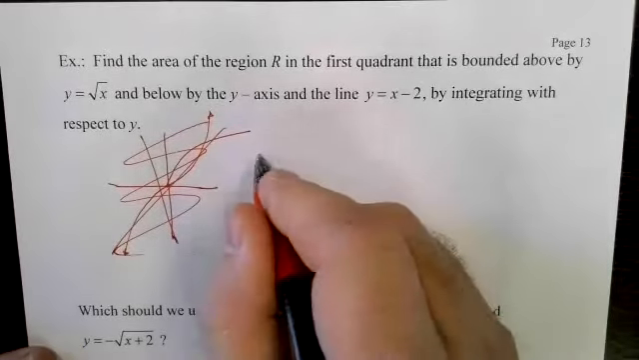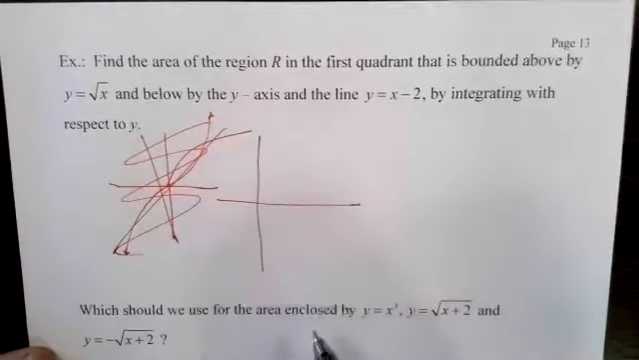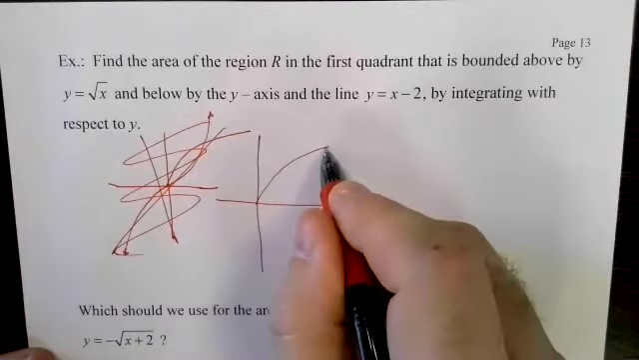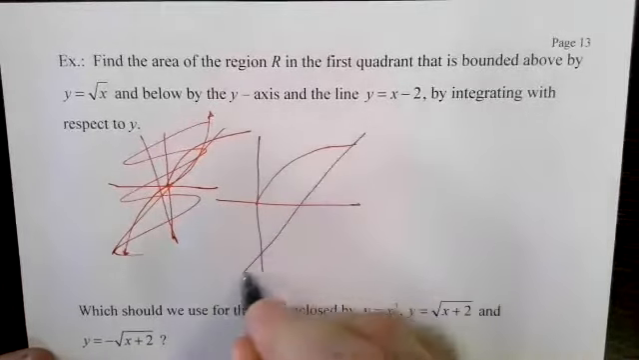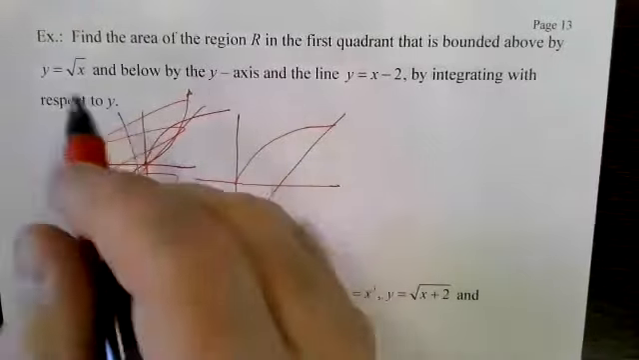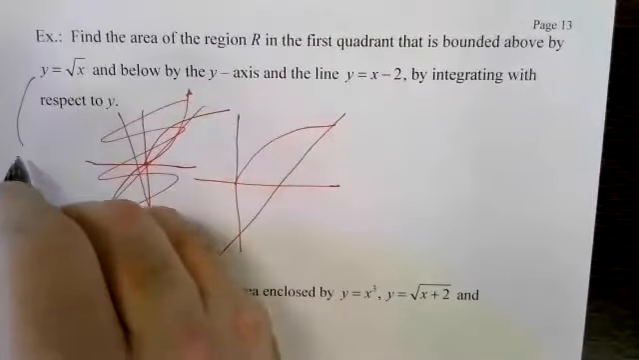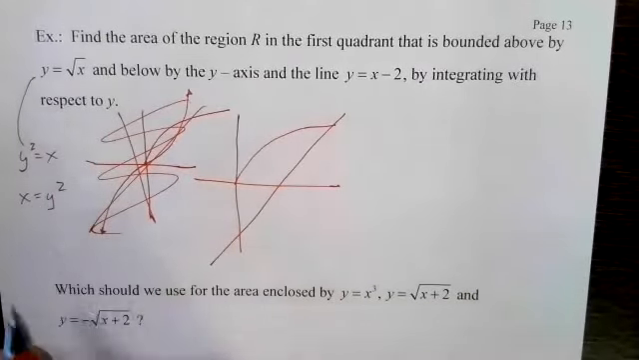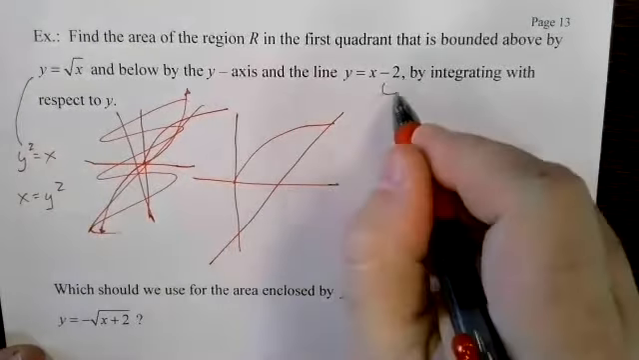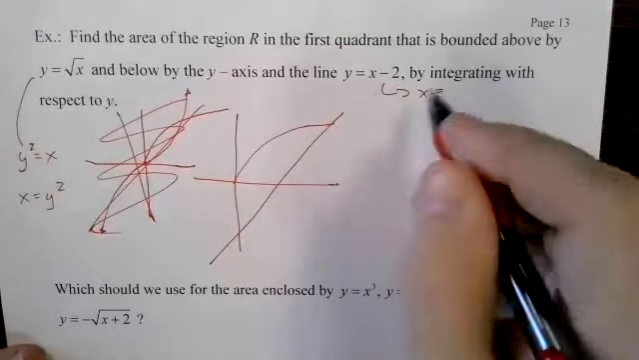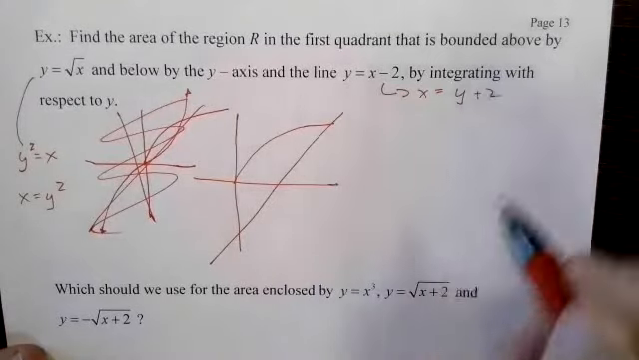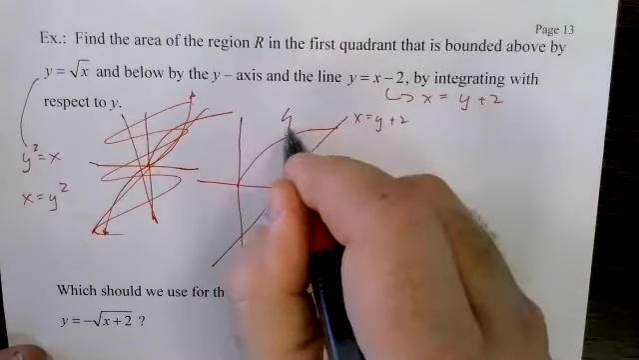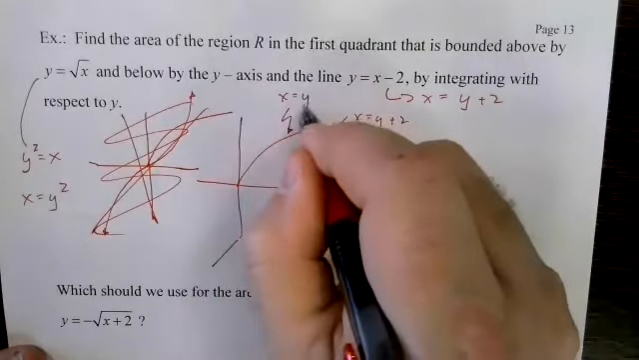Live and learn. All right, so let's try this again. Hopefully you have enough room. Square root of x, x minus 2. Hey, that looks familiar. All right, so change it. y squared equals x, x equals y squared. Write it in terms of x. Change it. x equals y plus 2. This is x equals y plus 2. This is x equals y squared.